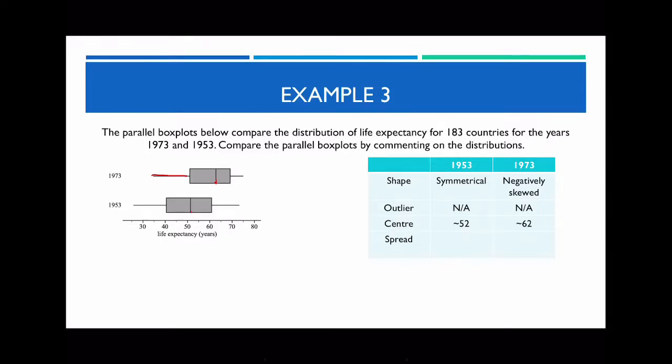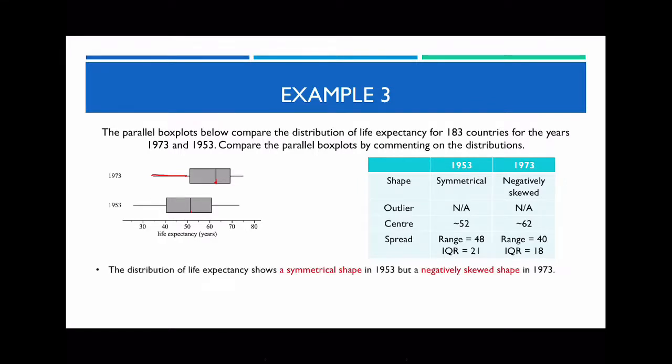For the spread, that's where you have to calculate the range as well as the IQR. So if you do the range and IQR, these are the answers you should get. Once you've figured out the shape, outliers, center, and spread for both of these distributions, you need to make a statement where you compare each of these different aspects. So let's talk about the shape first.